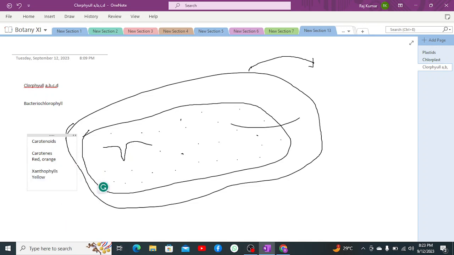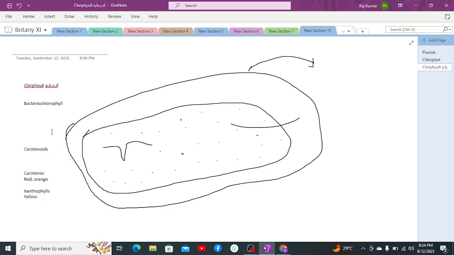So in the autumn season, the plants become yellowish, orange, red in color. Their leaves become yellowish, red or orange in color and fall down on earth. That is because of the appearance of xanthophyll and carotene in the chromoplast.